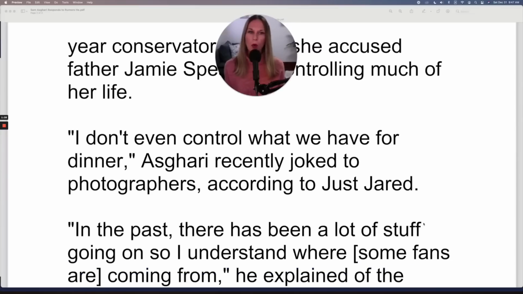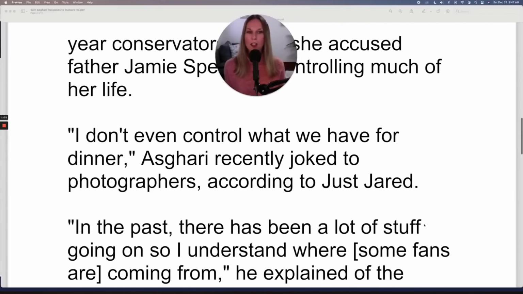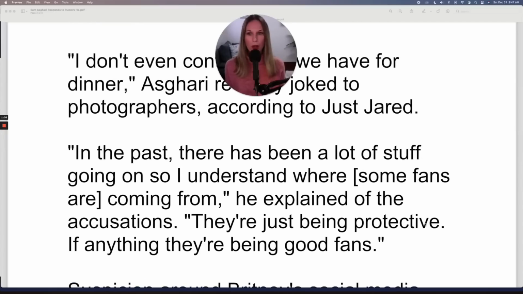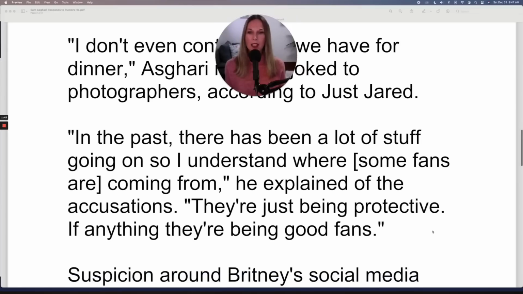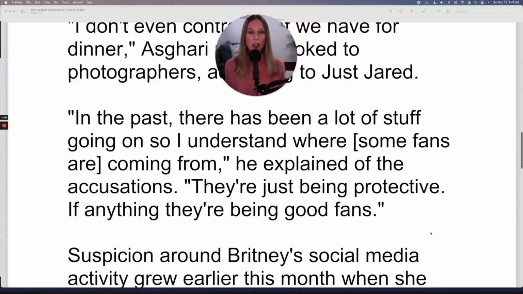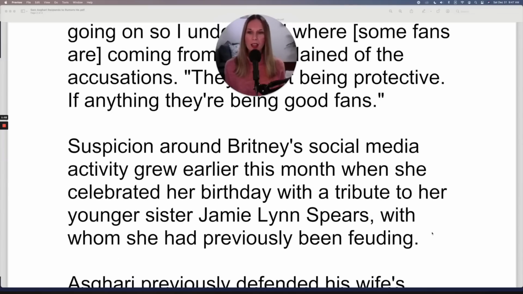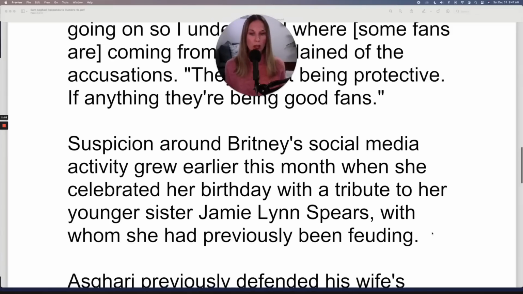I don't even control what we have for dinner, Asghari recently joked to photographers, according to Just Jared. In the past, there has been a lot of stuff going on, so I understand where some fans are coming from, he explained of the accusations. They're just being protective. If anything, they're being good fans. Suspicion around Britney's social media activity grew earlier this month when she celebrated her birthday with a tribute to her younger sister, Jamie Lynn Spears, with whom she had previously been feuding.